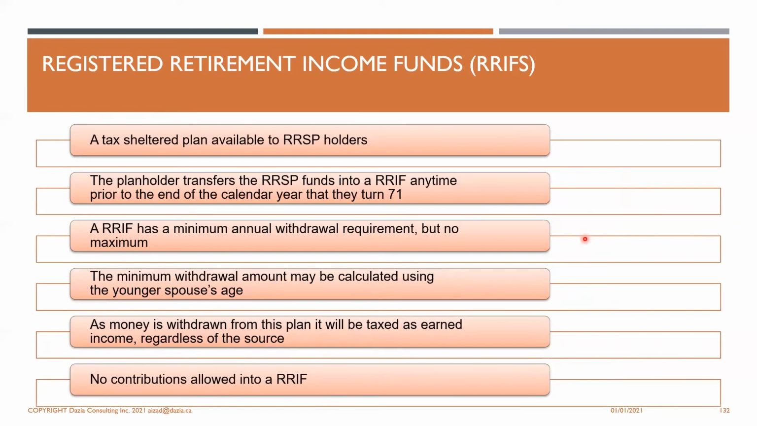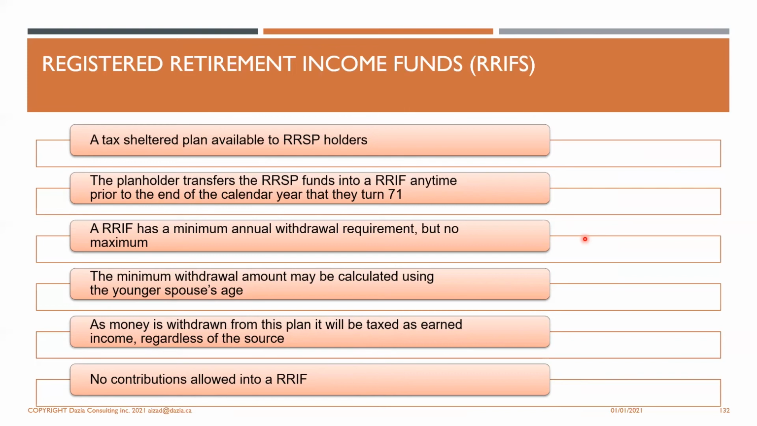Once the person wants to draw money from the RSP, it is converted to a RIF account. This can be done at any age from age 55 onwards. At age 71, they must have shifted it into a RIF account. So this is a tax-sheltered plan available to the RSP holders. The plan holders transfer the RSP funds into a RIF anytime before they turn 71.